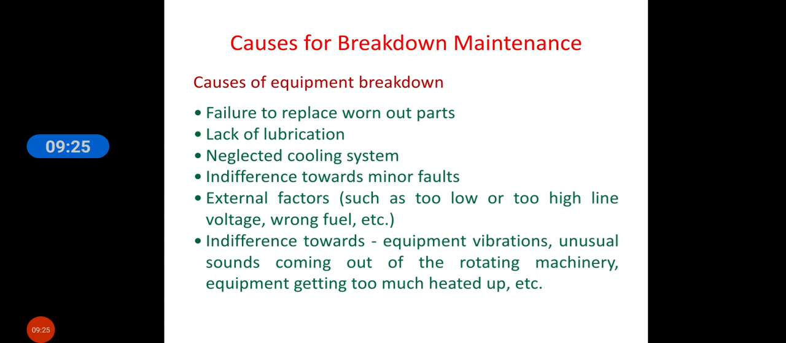Now causes of breakdown maintenance. So basically your equipment are breakdown because of failure to replace a wear out part. आपका कोई पार्ट है जो वे आउट हो रहा है या ढीला हो रहा है या उसमें कुछ प्रॉब्लम आ रही है, आपने उसे रिपेयर नहीं किया at that time, and lack of lubricant, neglected cooling system, indifference toward the minor fault, external factors such as too low or too high line voltage, wrong fuel may be the reason for this.